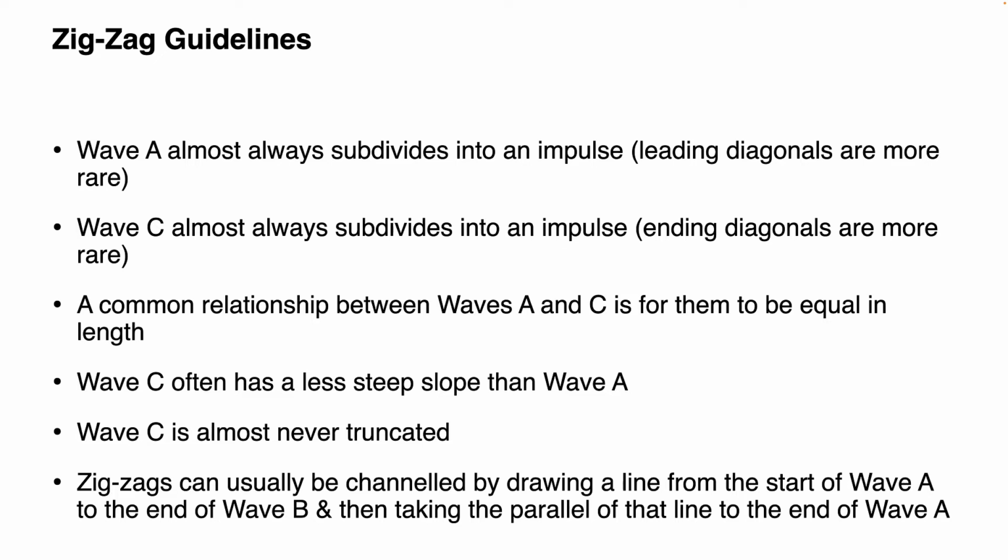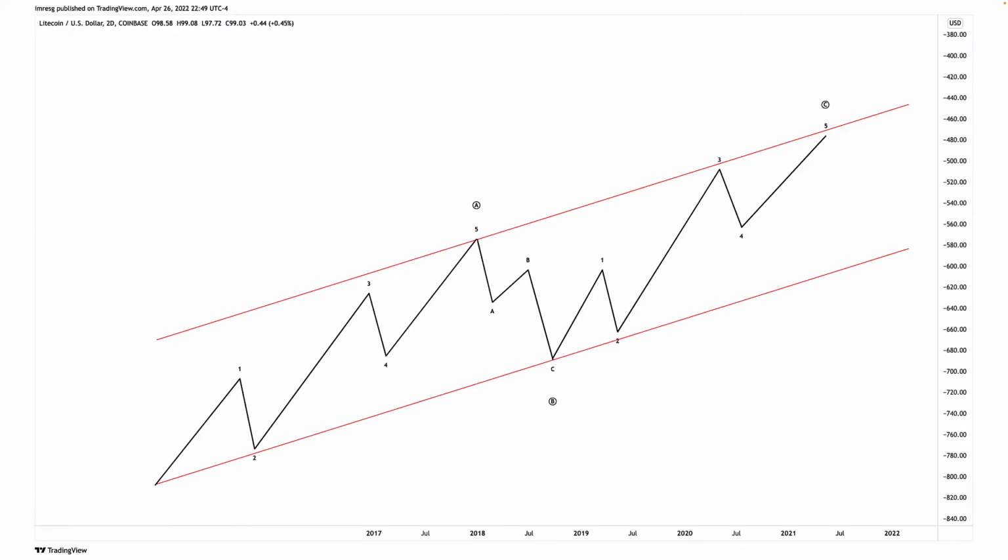Now, zigzags can usually be channeled using parallel lines by drawing a line from the start of wave A to the end of wave B, and then taking the parallel of that line to the end of wave A. And we're going to now take a look at all this theory and put it into practical application very shortly. So first off, we've got another idealized line diagram here for you.